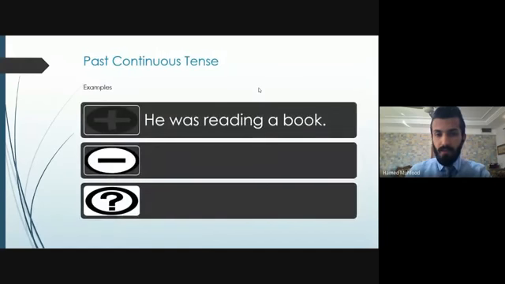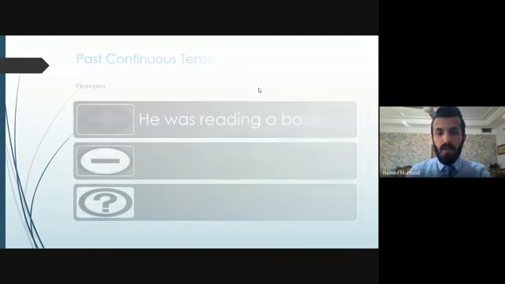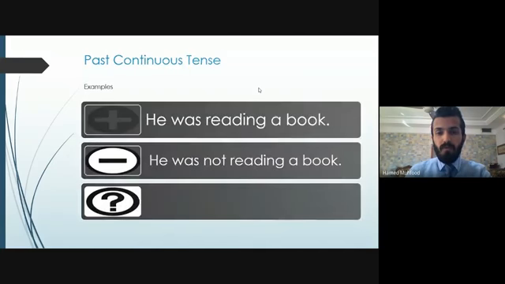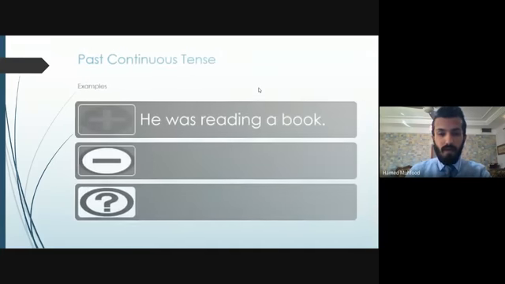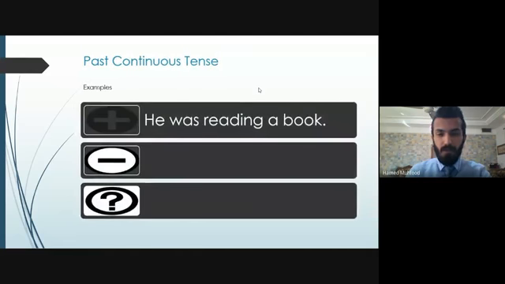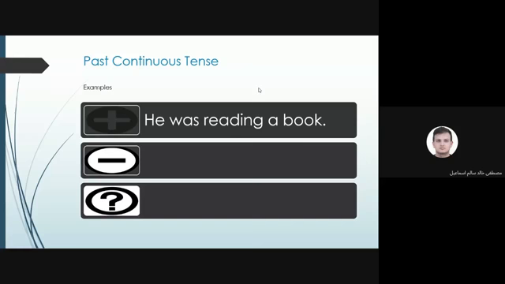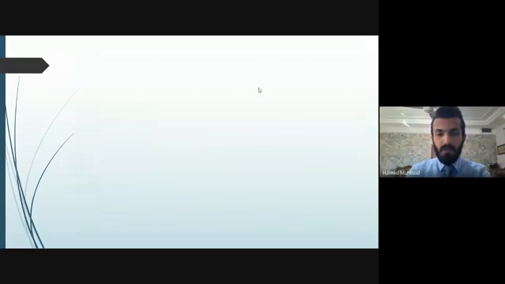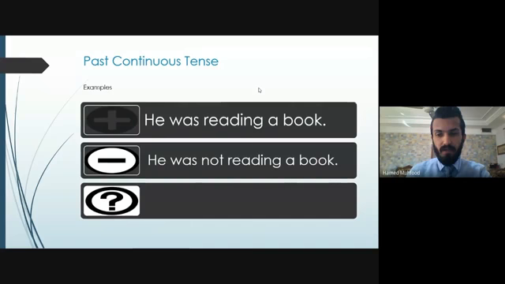Okay, now examples. He was reading a book. This is an affirmative sentence. Now, Mustafa Khalid, can you turn this affirmative sentence into a negative one? He wasn't reading a book. Yes, he wasn't reading a book, or he was not reading a book.